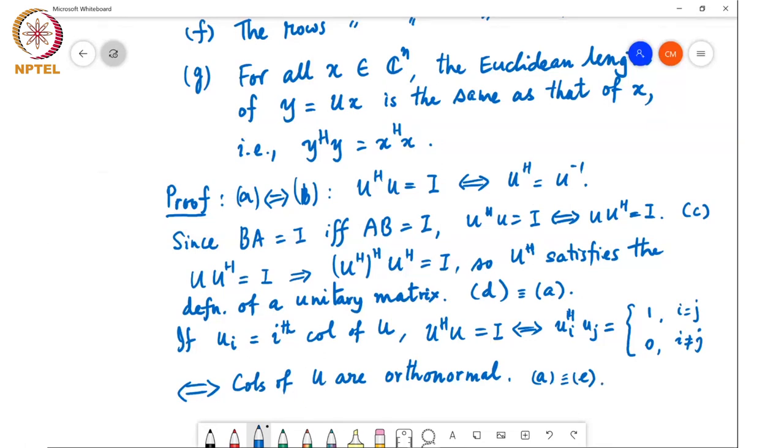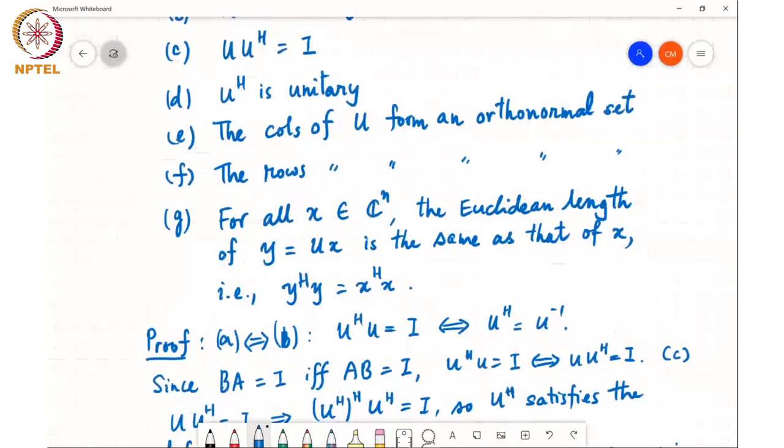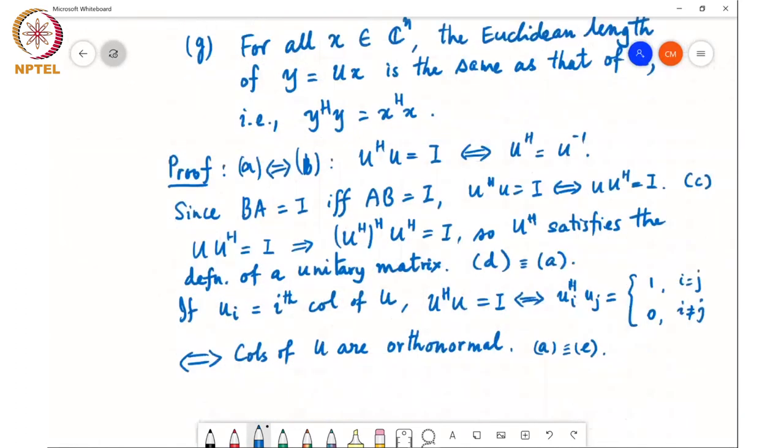And so that statement said that the columns of U form an orthonormal set. By just doing the same thing with U Hermitian, the rows of U form an orthonormal set. So similarly, that is equivalent as well. So now the last part says that for all x, the Euclidean length of y equal to Ux is the same as that of x, that is y Hermitian y equals x Hermitian x.